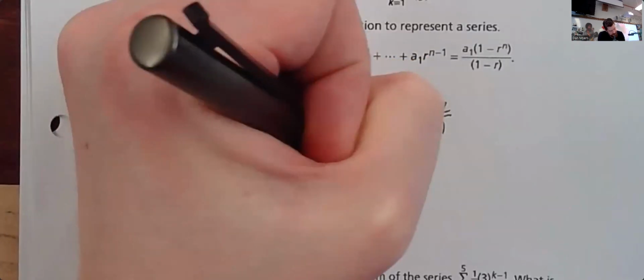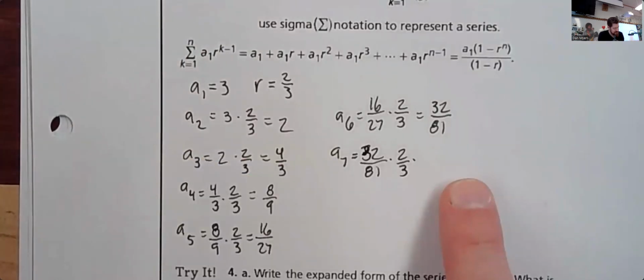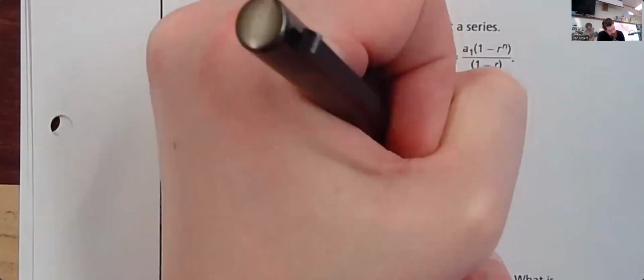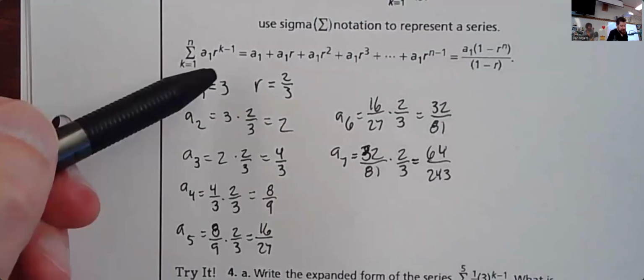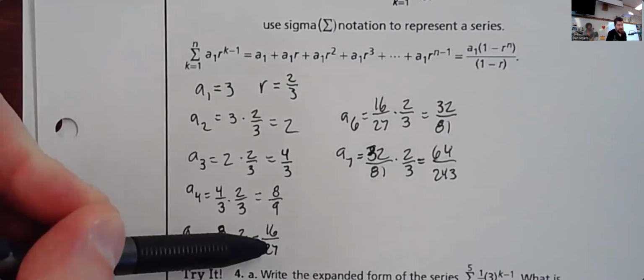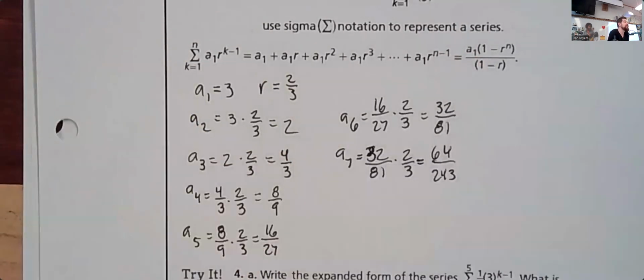And then the final 7th term of this series is going to be 32/81 times 2/3, which is going to be 64/243. What am I talking about? 64/243. All right. Those are the values. So if you were to add 3 plus 2 plus 4/3 plus 8/9 plus 16/27 plus 32/81 plus 64/243, that would give you the value of the series, which seems really annoying, right?